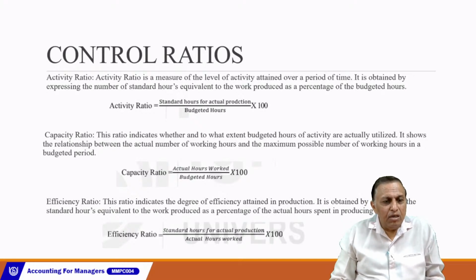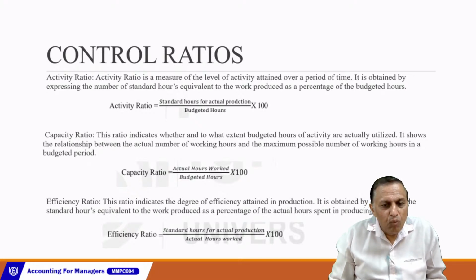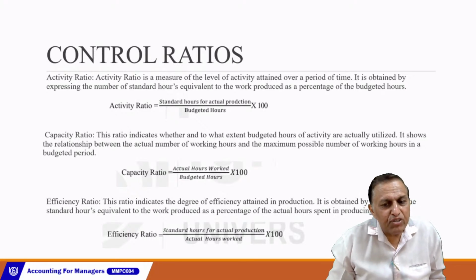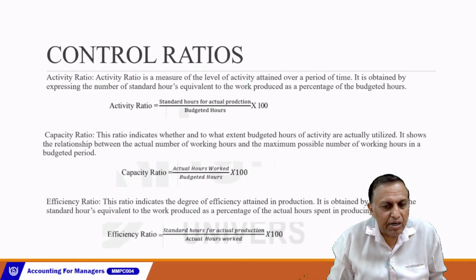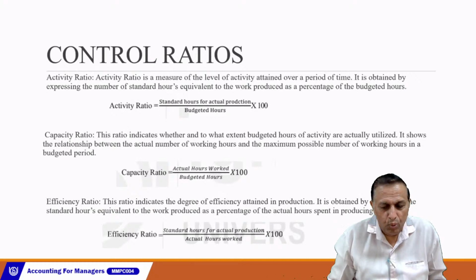Similarly, the efficiency ratio indicates the degree of efficiency attained in production. It is obtained by expressing the standard hours equivalent to the work produced as a percentage of the actual hours spent in producing that work. So the standard hours for actual production divided by actual hours worked, multiplied by 100, is called the efficiency ratio.